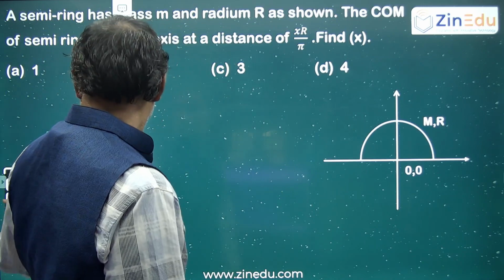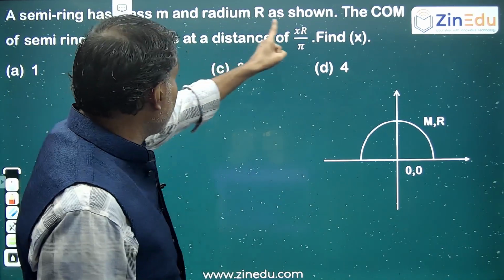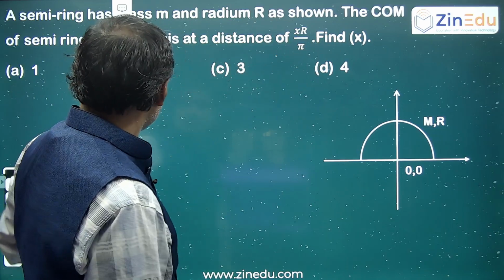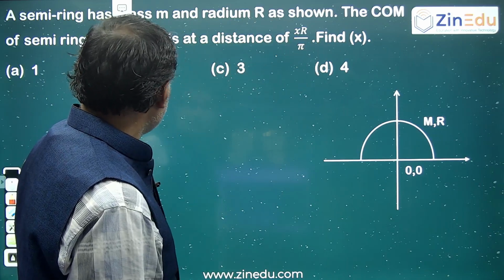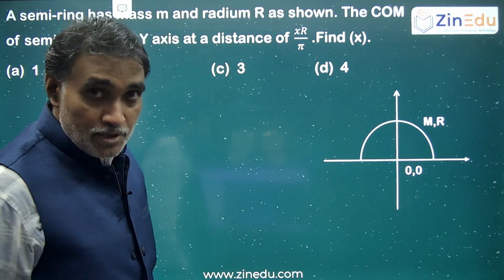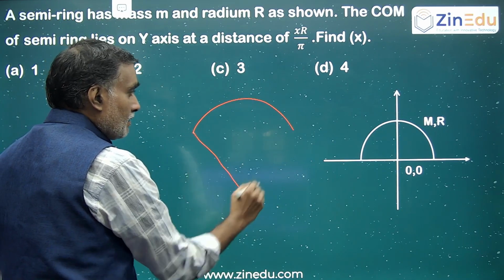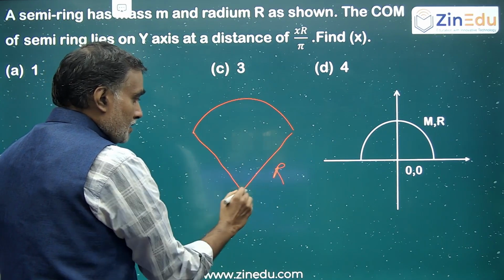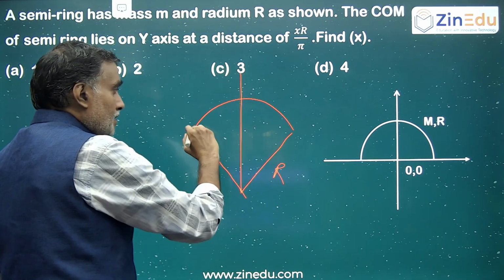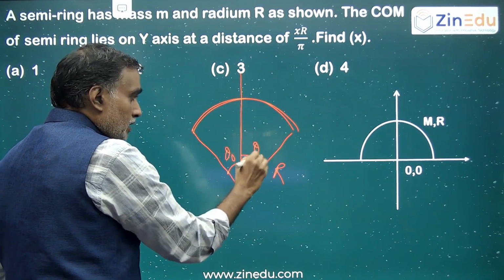Next question. A semi ring has mass m and radius r as shown in the figure. The center of mass of the semi ring lies on y axis at a distance of xr by pi. Now, this is a direct question. Now, if a wire is bent in the form of arc of a circle of radius r and this is the line of symmetry, what is the total angle it subtends at the center? Is 2 theta naught.